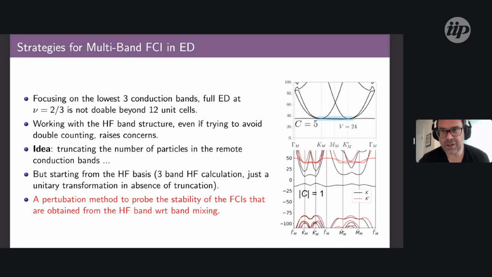Where it starts deviating from being equivalent between the original basis and the Hartree-Fock basis is as soon as you truncate your many-body Hilbert space. Since we want to go to bigger system sizes than 12 unit cells, what we have to do is to either limit or cap the number of particles we have in the remote band, and remove some one-body states which are very high in energy, because we assume that they will not contribute much.